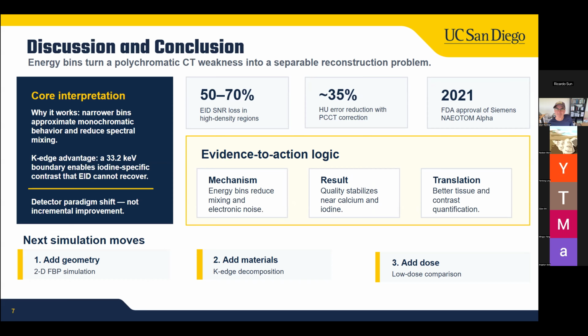It is one-dimensional, does not include scatter or realistic noise, and does not perform full material decomposition. So the next step would be to extend this to a 2D reconstruction with Poisson noise and test iodine K-edge or material decomposition methods. Overall, PCCT is not just a detector upgrade, its energy beam architecture directly addresses the physical cause of beam hardening artifacts. Also, the final quantitative performance still depends on the reconstruction method. And next is our references.